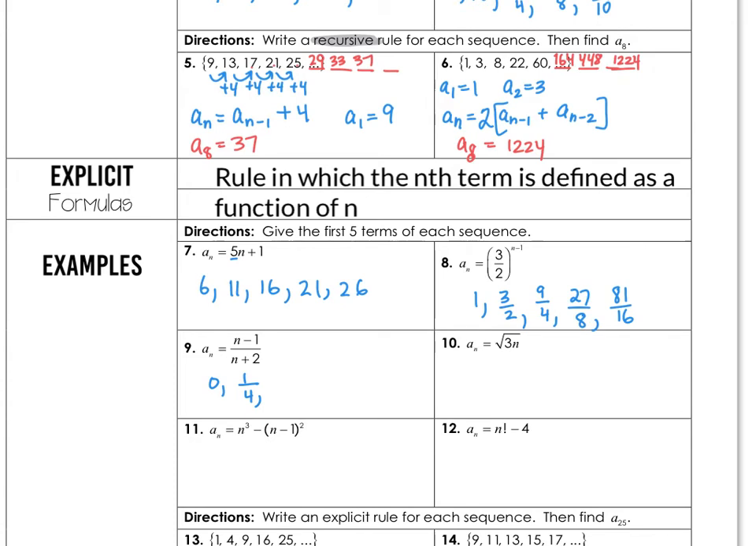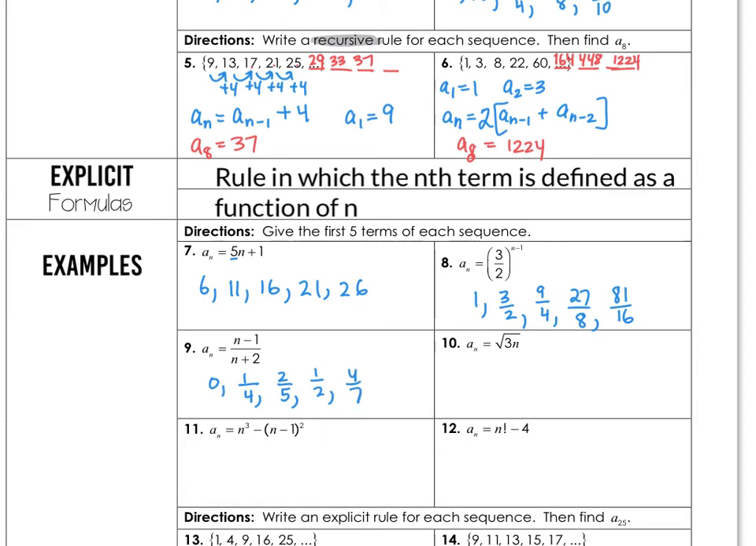If I plug in 3, that gives me 2 over 5. If I plug in 4, that gives me 3 over 6, but that simplifies to 1/2. You always want to put simplest form if you can on these answers. And then if I plug in a 5, I get 4 over 7.